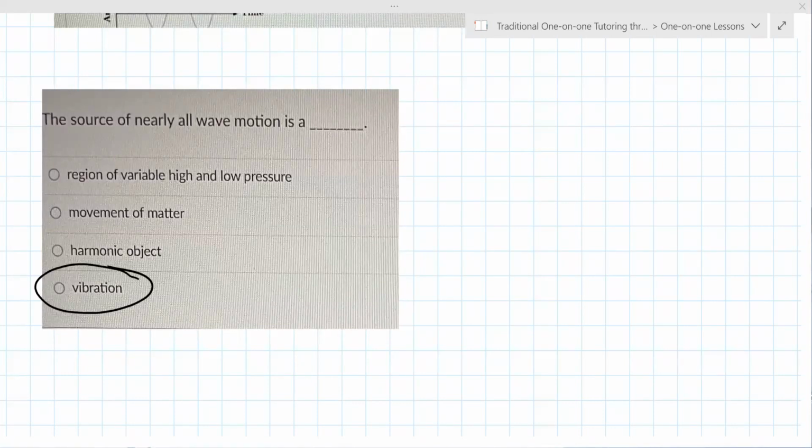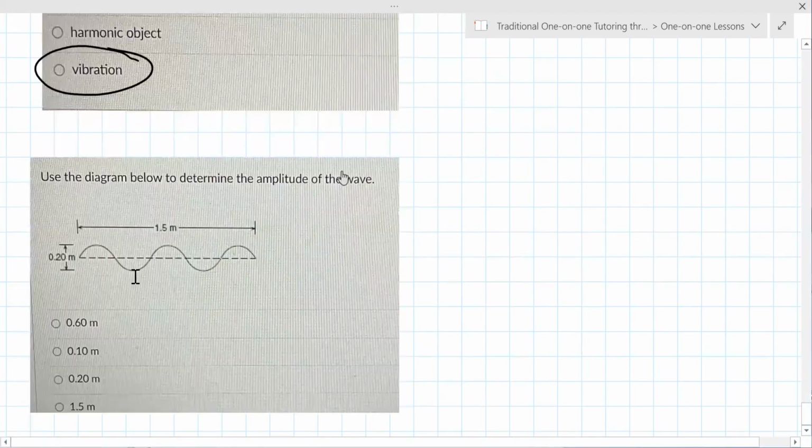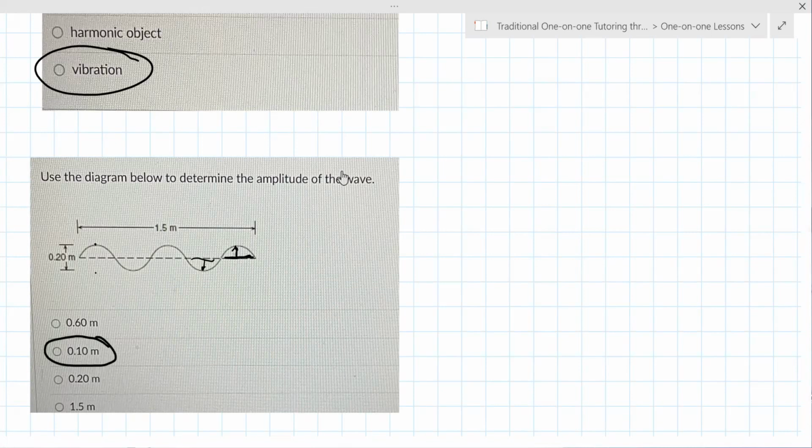Next one says to use the diagram below to determine the amplitude of the wave. So the amplitude is the distance from the center line to the peak, or the distance from the center line to the valley. Since they're giving you the top to the bottom, you just cut it in half, and that's your amplitude.